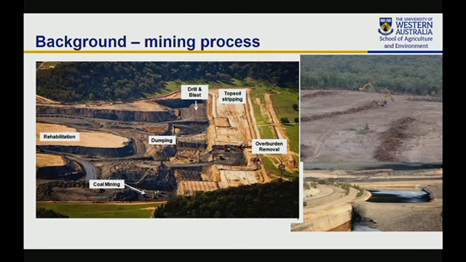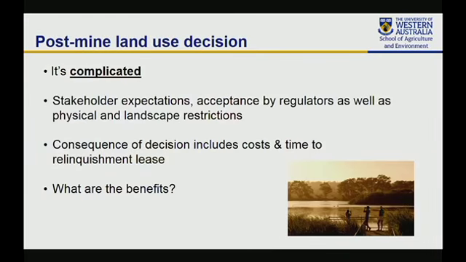There is a responsibility for companies to minimise disturbance, create those stable non-polluting landforms and carry out progressive rehabilitation. And in all states of Australia, mining companies are also regulated to rehabilitate their disturbance to a condition that is capable of supporting a post-mine land use. The post-mine land use is essentially describing the overall goal of the rehabilitation and the mine closure process. But how do you make that decision? In my experience, it's complicated.